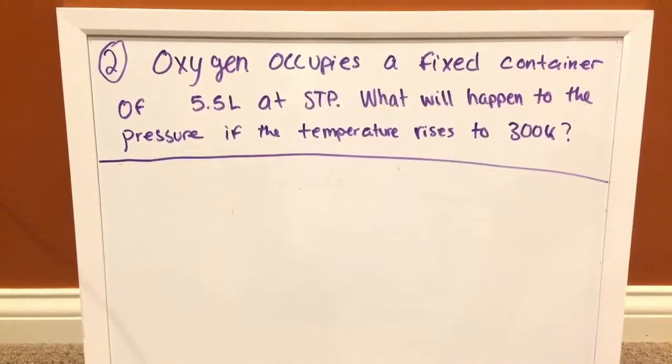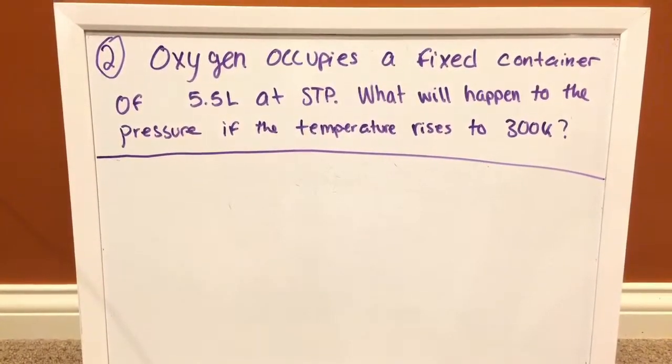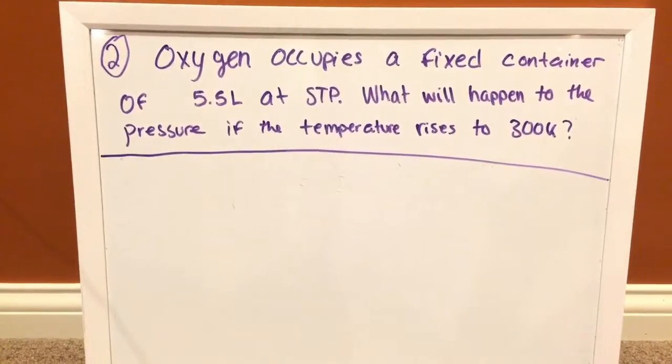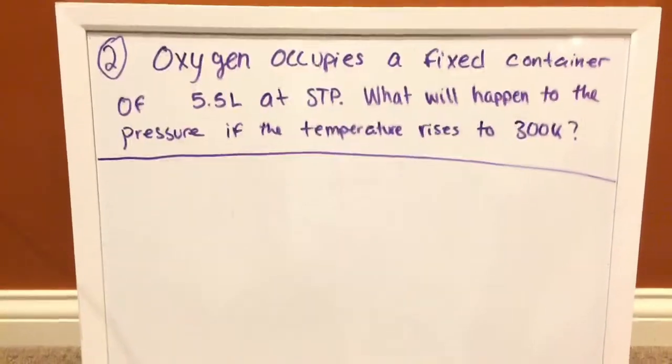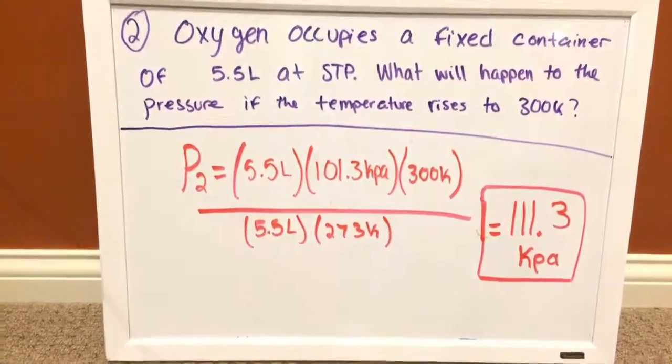This is practice problem number 2. Oxygen occupies a fixed container of 5.5 liters at STP. What will happen to the pressure if the temperature rises to 300 K? Take a second to figure this problem out. Your answer should be 111.3 kPa.